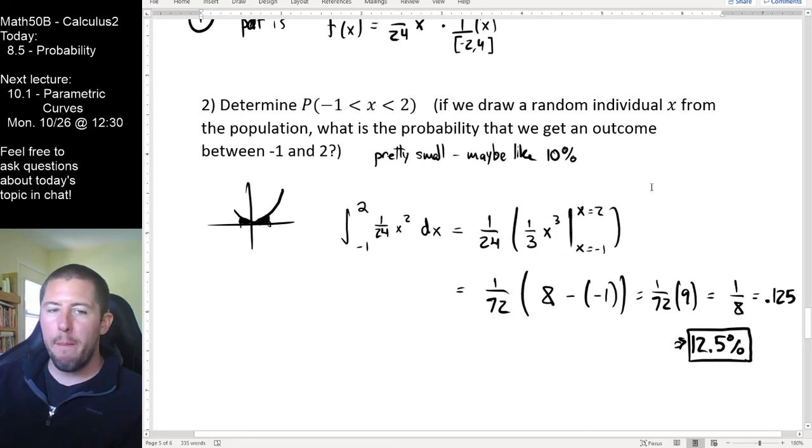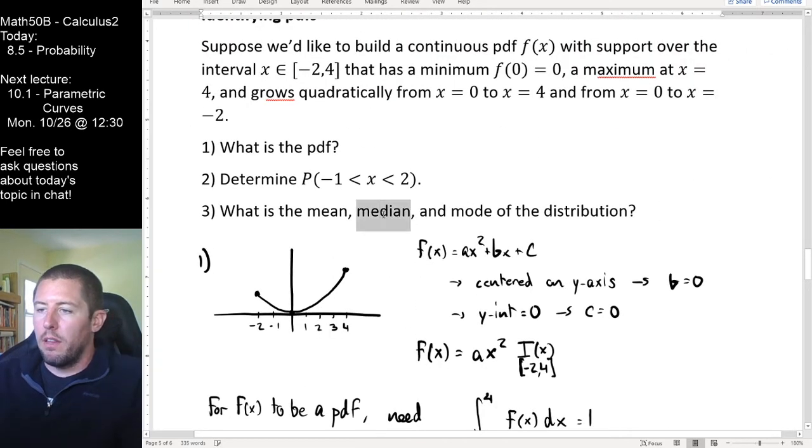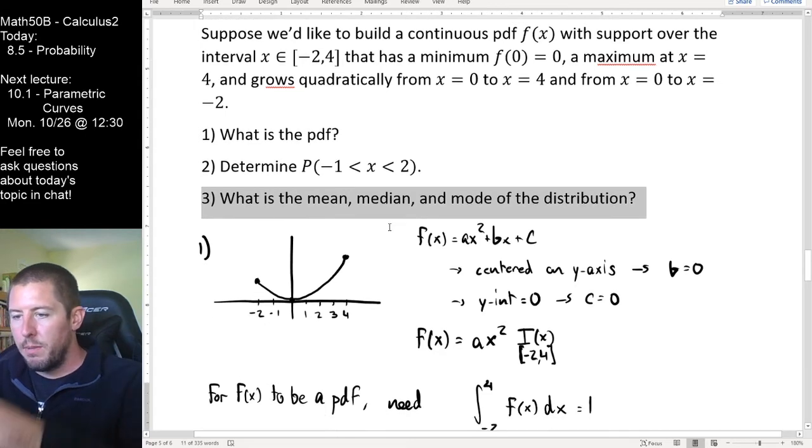So there we go. Computing probabilities is super easy. If you know the PDF, just integrate over the bounds over which we're interested in, and that's all you're doing. It's just a direct integral. Nothing weird just happened there. So problem 3 is, I think, a little bit more of an interesting question for us. Let me copy it and bring it down.